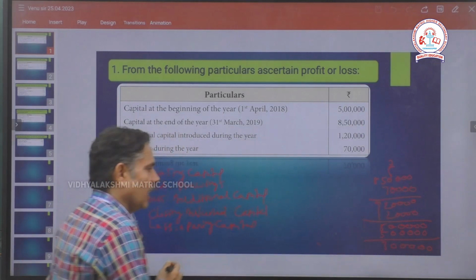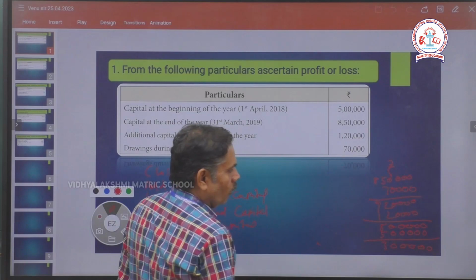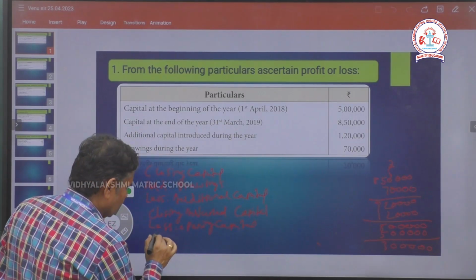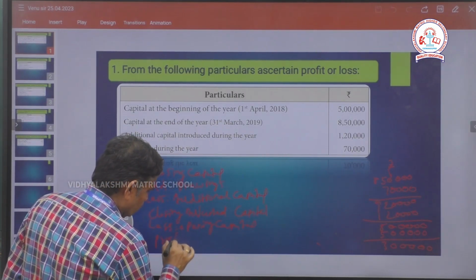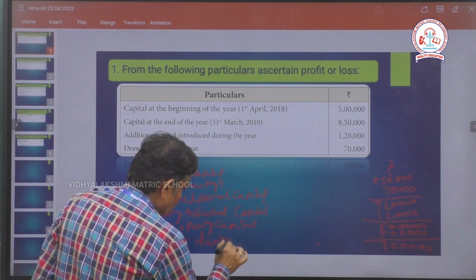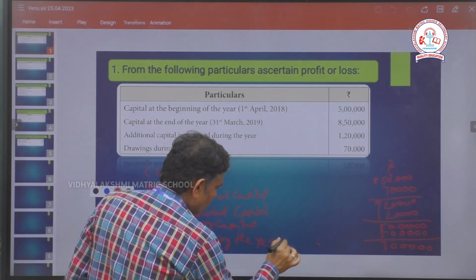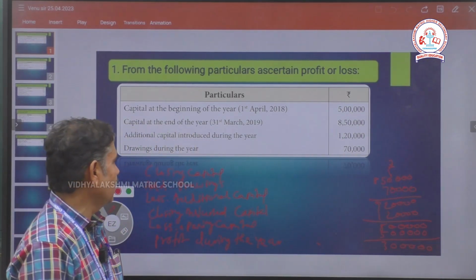So this is the answer. See, adjusted closing capital is more than the opening capital, so the answer we find out means profit during the year. Very clear, my dear student.